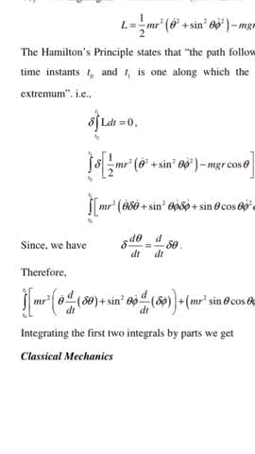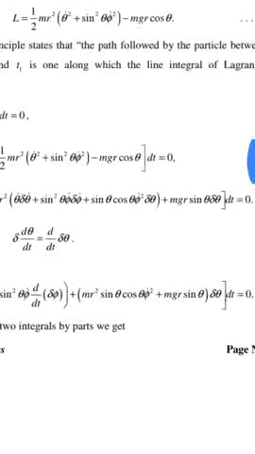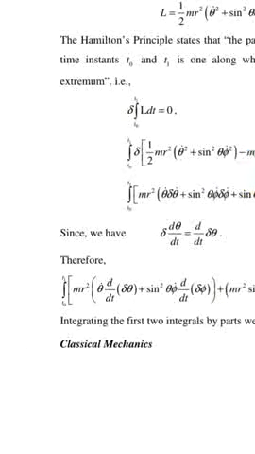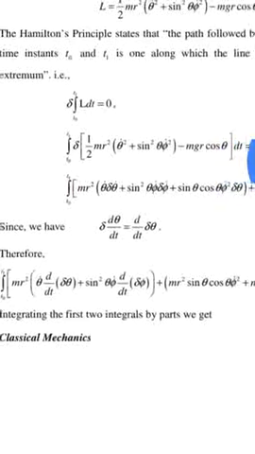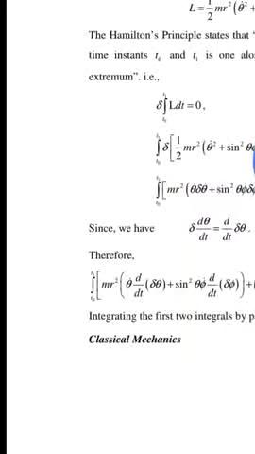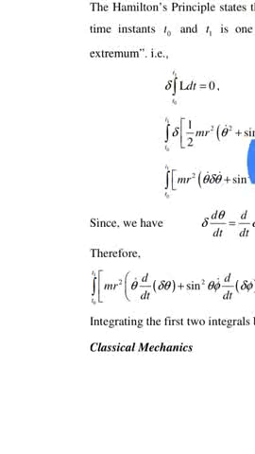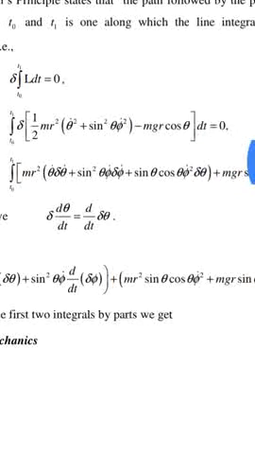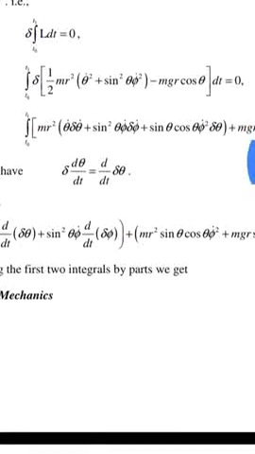Hamilton's principle states that the path followed by the particle between two time instants t naught and t1 is one along which the line integral of the Lagrangian is extremum, that is, delta integral from t naught to t1 L dt is equal to 0. Integral from t naught to t1 delta of 1 by 2 m r square theta dot square plus sin square theta phi dot square minus m g r cos theta dt is equal to 0.